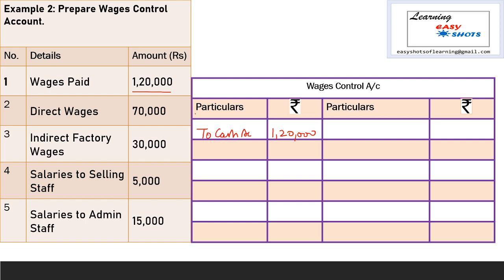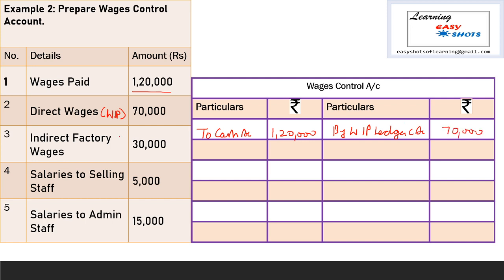Now when we charge wages, the direct wages are charged to the production department, which is also known as the WIP ledger account, because these are the wages paid to laborers who are directly related with production. So on the credit side we write by WIP ledger control account 70,000.